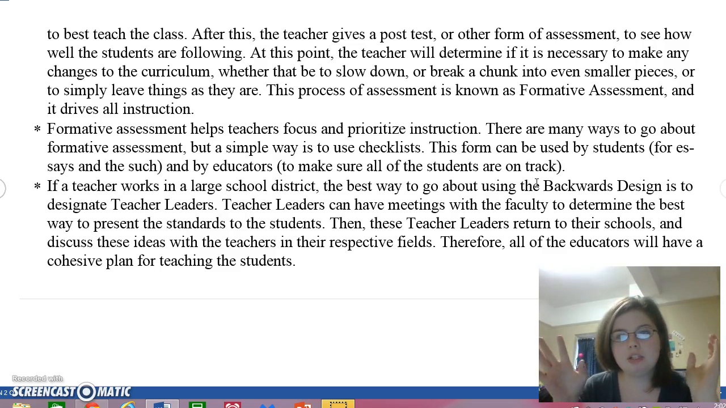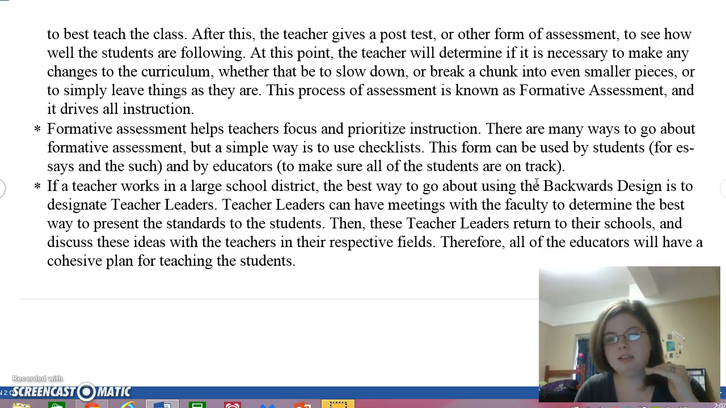There are many ways to do formative assessment, but one of the simplest ways is to just use a checklist. This form can be used by students and educators. Students can use it for, actually, I remember using them in high school or in elementary. Just whenever you make an essay, they have a little checklist. Did it meet this? Did it meet this? Did you remember to do this? Did you remember to write this? And so on and so forth. And that helps them keep things in order.